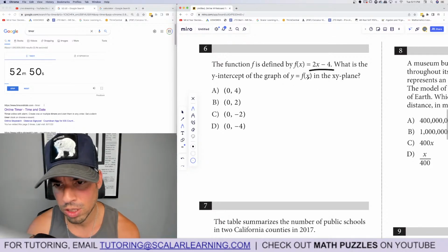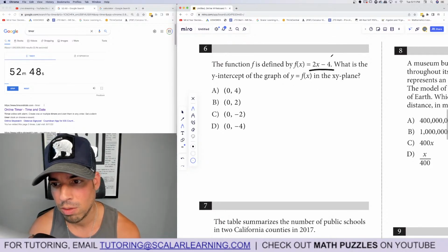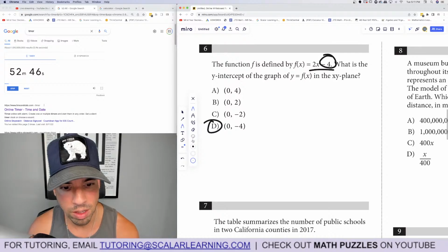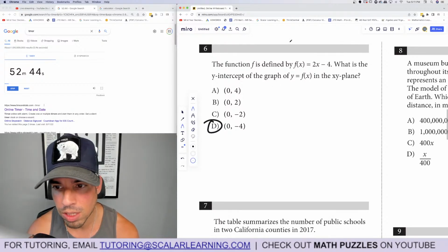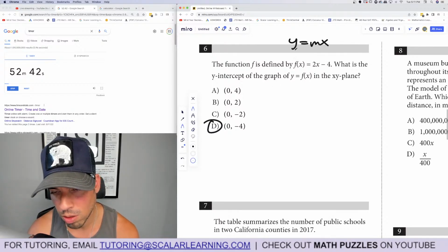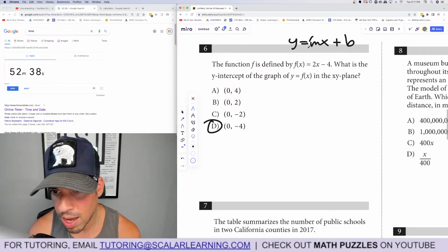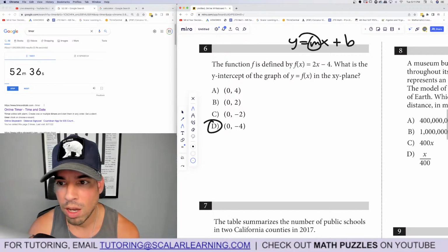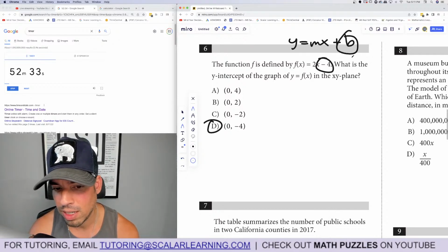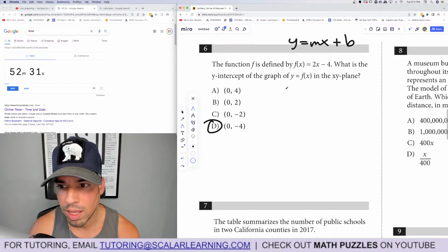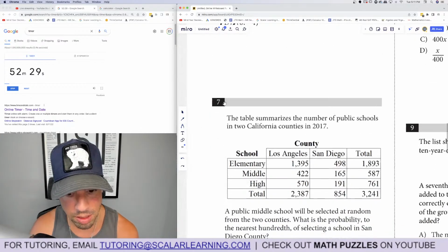Number 6. The function defined is blah, blah, blah. What is the y-intercept of the graph of this in the xy plane? Y-intercept, -4, boom, done. Right? Because this is in slope-intercept form, which means the f of x versus y doesn't matter. Y equals mx plus b. M is the slope, which is 2, and the y-intercept is out here, and it includes that negative. That minus sign sticks to the number and makes it negative.